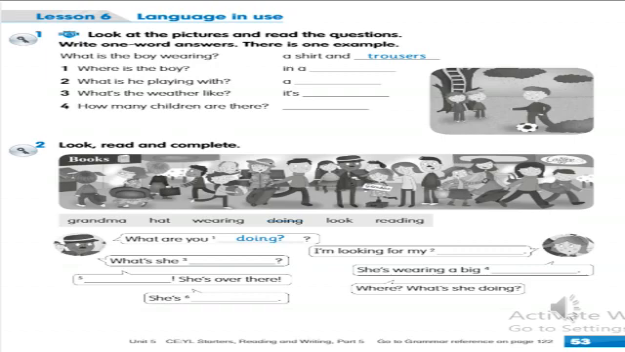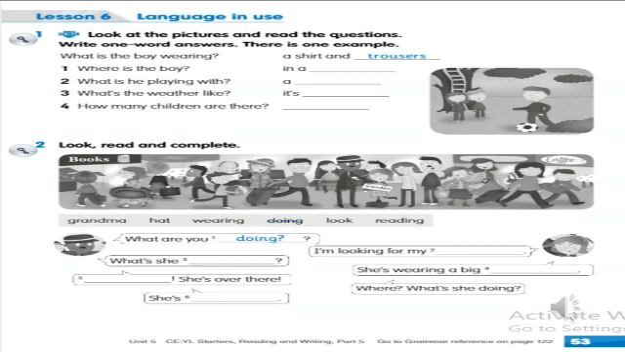Number 4. How many children are there? Here we use the question how many. Don't forget, we use the question how many to ask about a number. Here we want to know the number of the children. How many children are there?